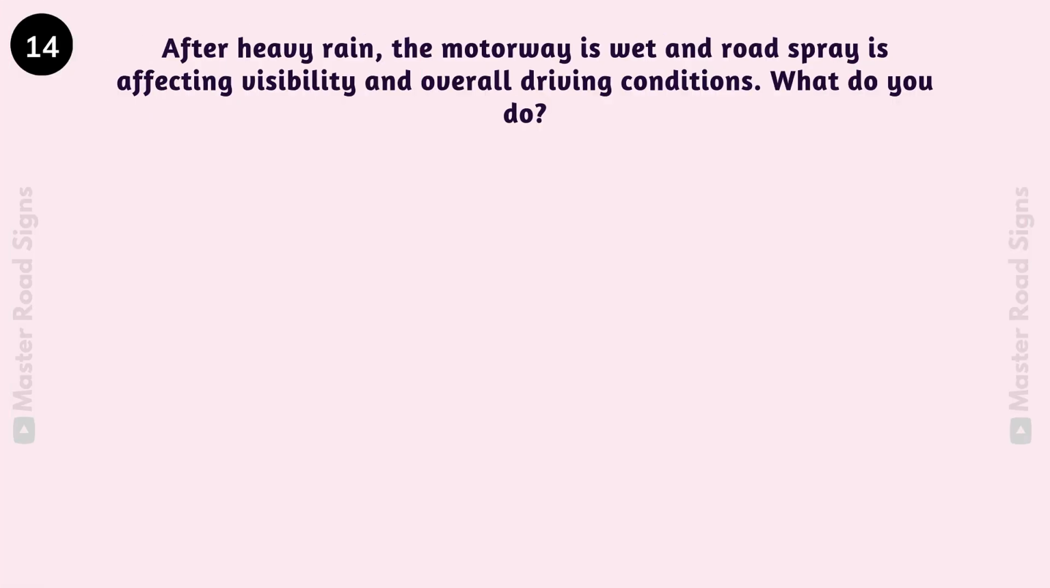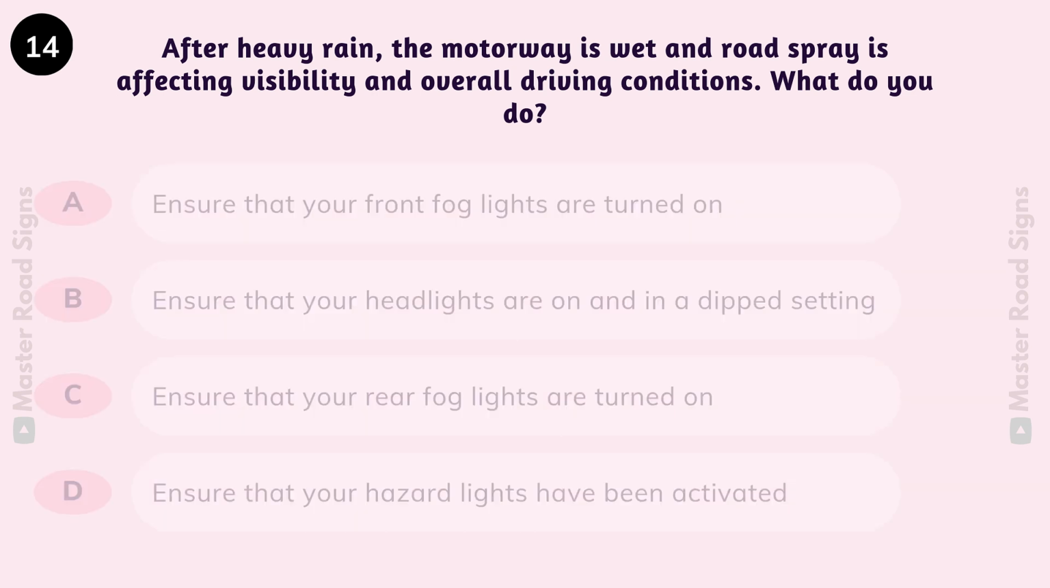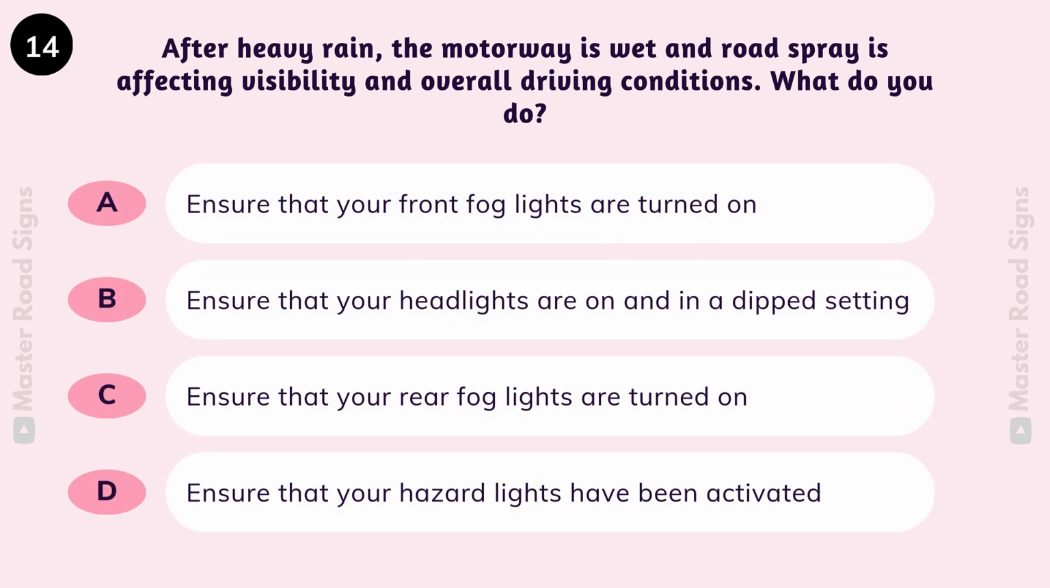Question 14. After heavy rain, the motorway is wet and road spray is affecting visibility and overall driving conditions. What do you do? A. Ensure that your front fog lights are turned on. B. Ensure that your headlights are on and in a dipped setting.